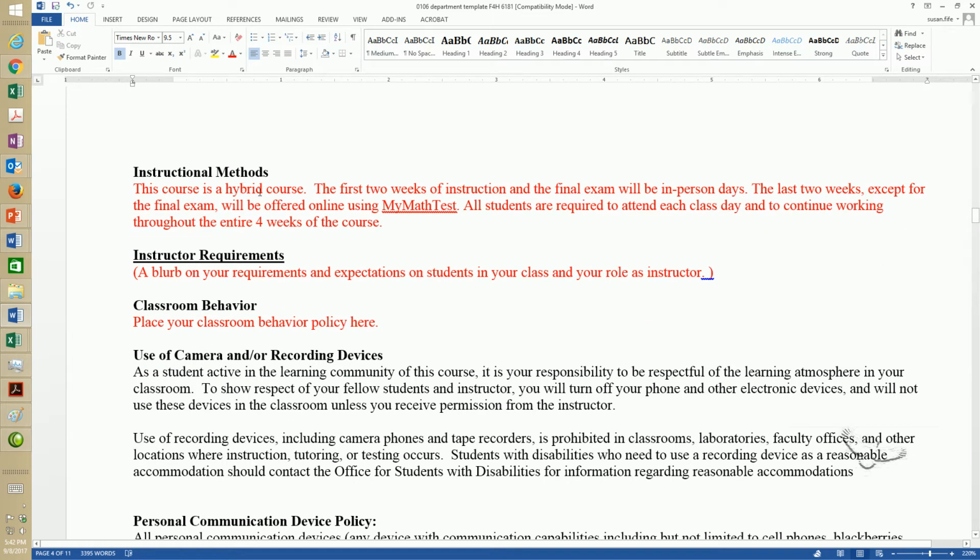Instructional methods. This is a hybrid course. The first 2 weeks of instruction and the final exam will be in-person days. The last 2 weeks, except for the final exam, will be offered online using My Math Test. All students are required to attend class each day and to continue working throughout the entire 4 weeks.